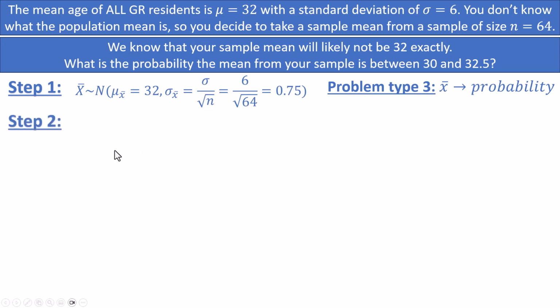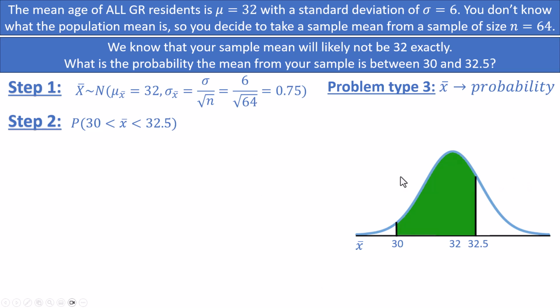Step number 2 is to write out our probability statement. You may remember that when we have two different numbers in our probability, we write it this way. We have the lower number first, which is 30, and the higher number second, which is 32.5. We have our variable in the middle, which is x bar, surrounded by less than signs. Altogether, this is saying our sample mean is less than 32.5, but at the same time, it is greater than 30.